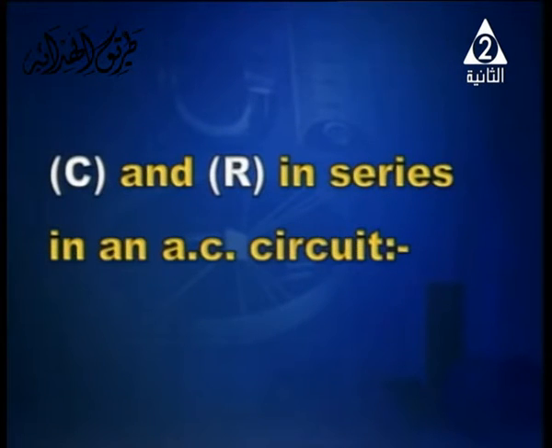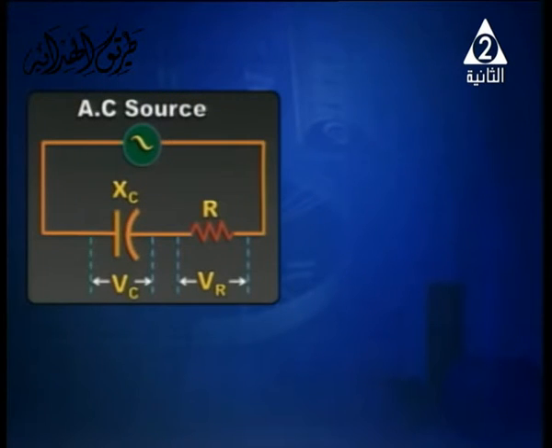And now we've got another circuit, C and R in series in an AC circuit. C indicates that we've got a capacitor. R is an ohmic resistor, a non-inductive ohmic resistor. They are connected to an AC power supply. It is shown in front of you. Once again, voltage across the capacitor is denoted by VC, and it is equal to I XC. Voltage across the resistor, VR, is equal to I R.